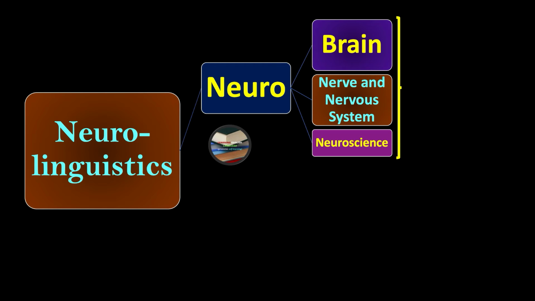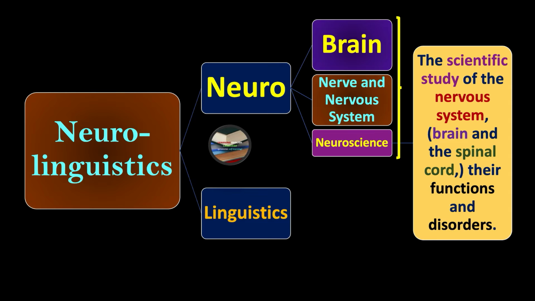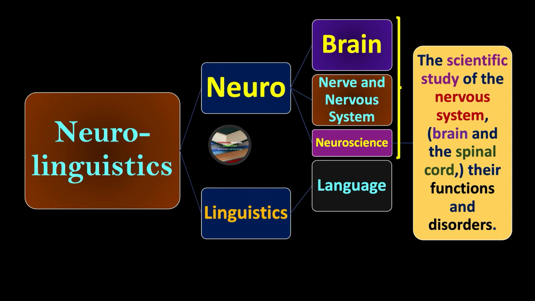And what is neuroscience? The scientific study of the nervous system, brain, and the spinal cord, their functions and disorders, is known as neuroscience. Now we have the word linguistics, and as you know, it is related to language. The scientific study of language is known as linguistics. That is how neurolinguistics is combined from these two different disciplines, brain and language. Now together we have the word neurolinguistics. Let's explain further about this concept.